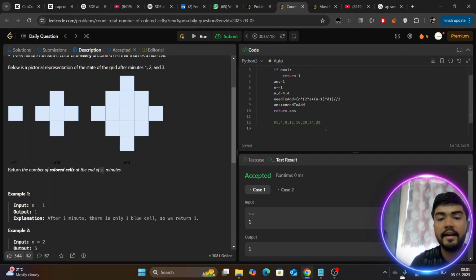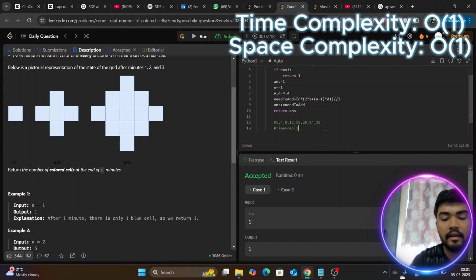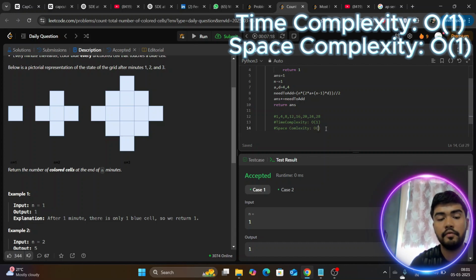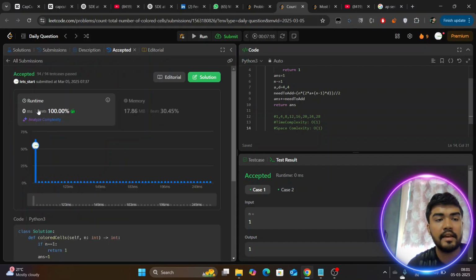So what is the time complexity in this case? The time complexity is big O of 1 only, right? We are not iterating, not doing anything. We are just calculating the formula. And from a space perspective, do you feel we are using any space? No, right? So the space is also big O of 1 only. If you submit it, you can see this solution is faster than 100%, and its runtime is quite low, because it is big O of 1, it took 0 milliseconds.